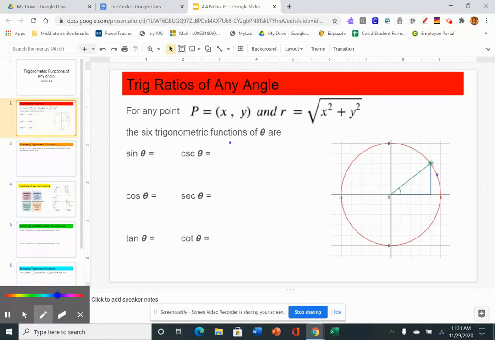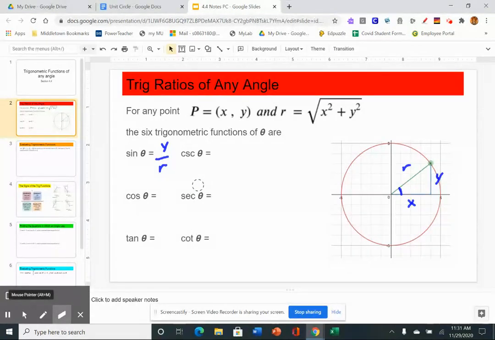So if this is your y and this is your x, this would be your radius, right? Because from the center to the outside of the circle is the radius. So we have x, y, and r. Now, thinking back to what we learned about the trig functions of any angle, if you're here at theta, where I just drew this little line, the sine of theta would be opposite, which is y, over the hypotenuse, and the hypotenuse is the radius. So your sine ratio is y over r.